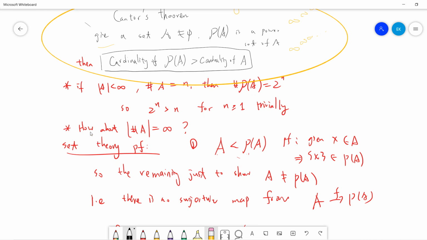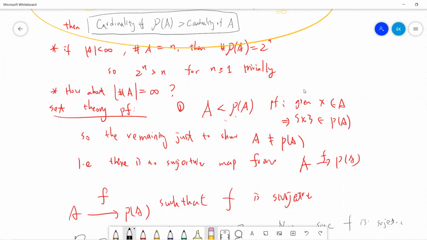But how about if your A is infinite? This is a difficult result, not trivial. Okay, so let's see the set theory proof. First we want to say that the cardinality of A must be less than or equal to that of P(A).